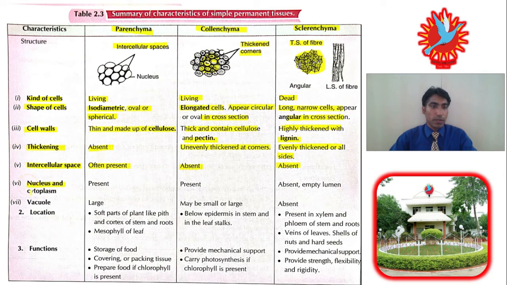Nucleus and cytoplasm. Nucleus is present in the parenchymatous tissue. Nucleus is also present in the cells of the collenchymatous tissue, but in the sclerenchymatous tissue, the nucleus is absent because dead cells lose their nucleus. So there is an empty lumen, because sclerenchymatous tissue contains only dead cells. Vacuole: in parenchyma, vacuoles may be small or large, and in sclerenchyma, vacuoles are absent due to the presence of dead cells. We have already discussed the location and function of these tissues, so we are not going to discuss them again. Okay, next.